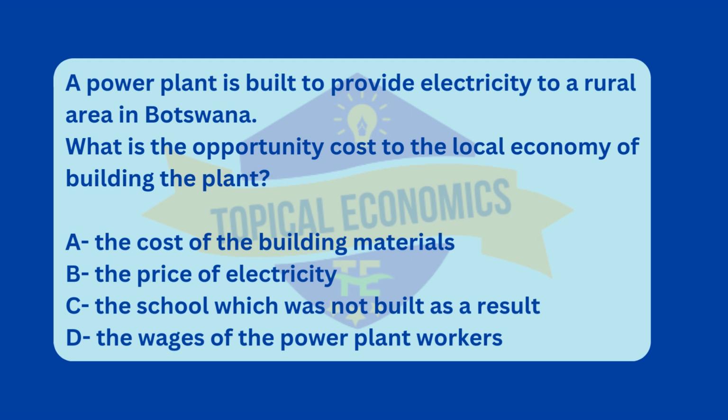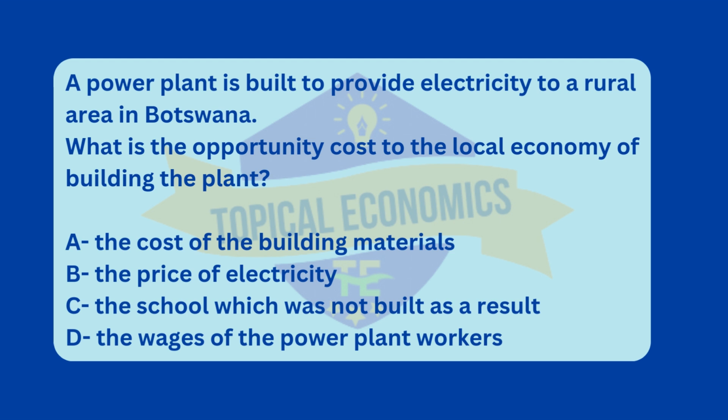When the decision is made to build the power plant, other projects, like building a school, could be delayed or foregone due to the allocation of those same resources: labor, capital, and land. The value of the school that was not built is the opportunity cost of building the power plant. Analyzing the other options. Option A. The cost of the building materials is incorrect, because the cost of the building materials is part of the direct cost of constructing the power plant, not the opportunity cost. Opportunity cost refers to what is given up or foregone when a decision is made, not the expenses incurred in making that decision.